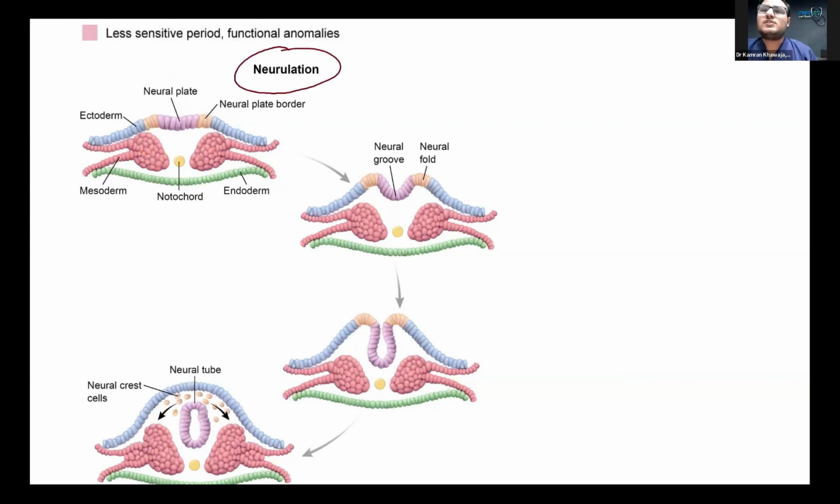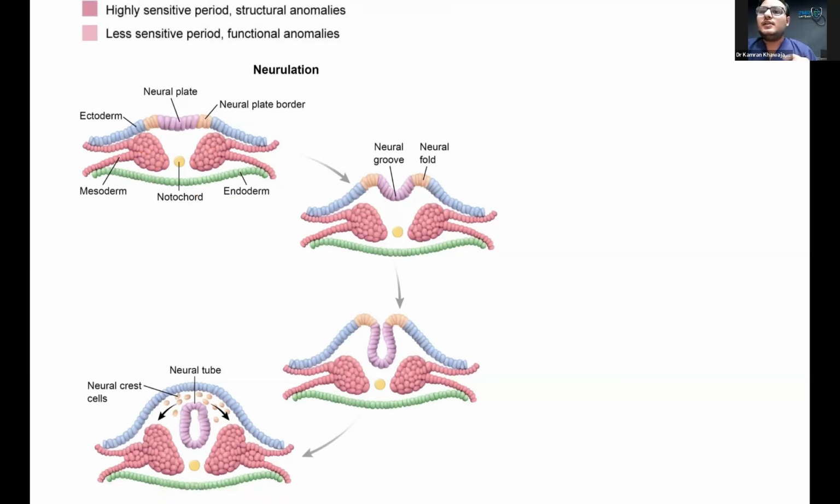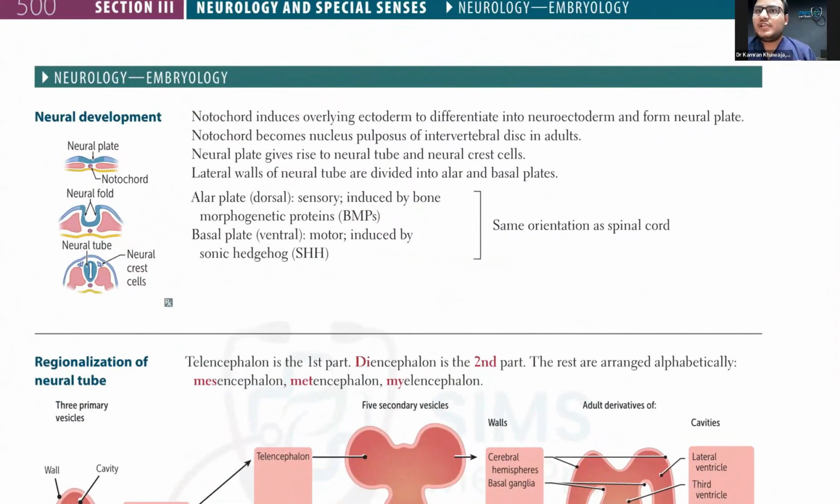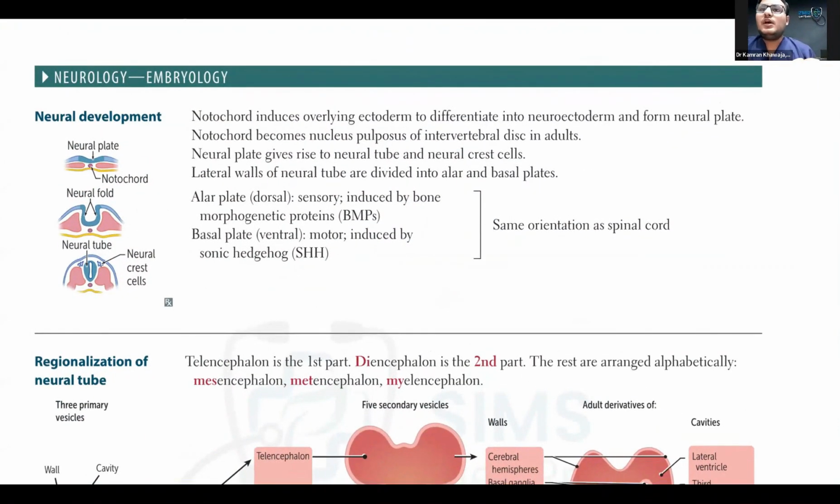So we have discussed the process of neurulation. Is that clear? Now we will come back to our topic. Next, we will read the lines: the notochord induces the overlying ectoderm to differentiate into neuroectoderm, and it forms the neural plate. Then the neural plate becomes the neural tube and neural crest cells. Very important next: what is the adult derivative of the notochord? The notochord becomes the nucleus pulposus of the intervertebral disc in adults.